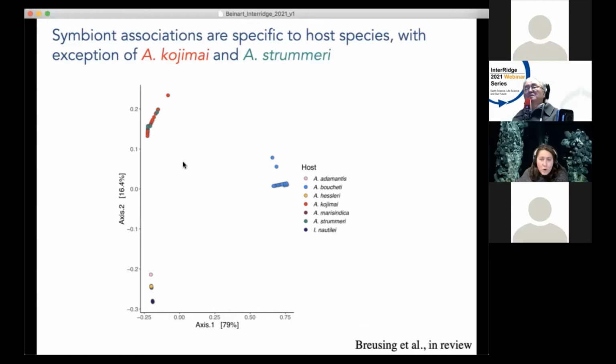And so again, what we confirmed with this is that the symbiont associations are specific to host species, with the exception of 2 Alviniconcha species, Alviniconcha kojimai and strummeri, which overlap. Here we're coloring the different snail species with different colors. You can see that they're clustering by species fairly nicely, except for in the case of Alviniconcha kojimai and strummeri, which overlap in their symbionts. So we're confirming with this large-scale data set that these symbionts are specific to their host species, at least at the level of phylotype.